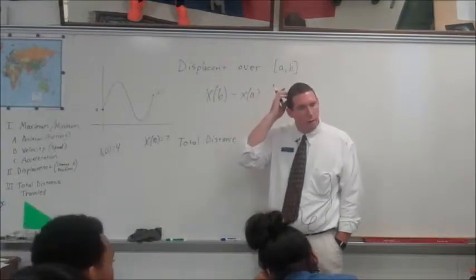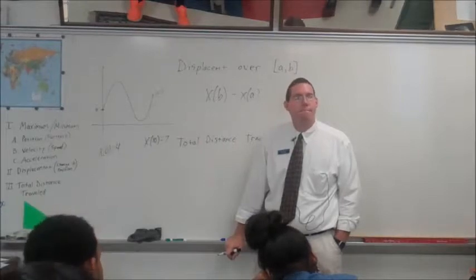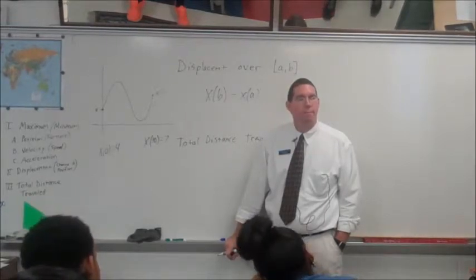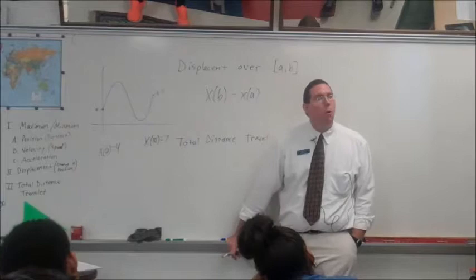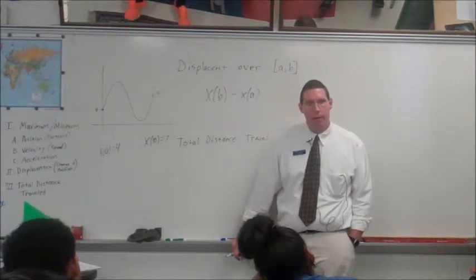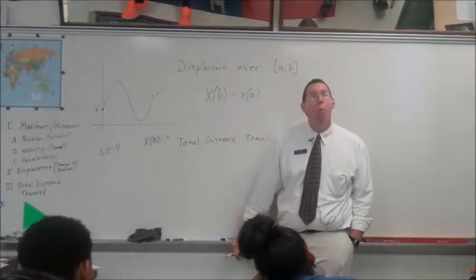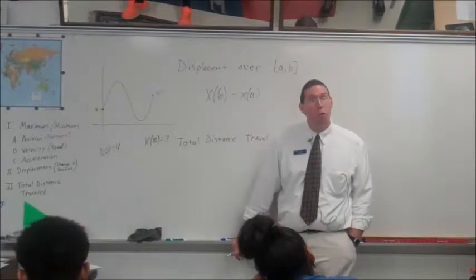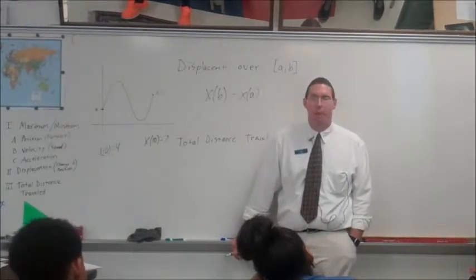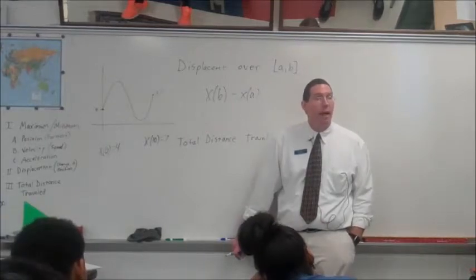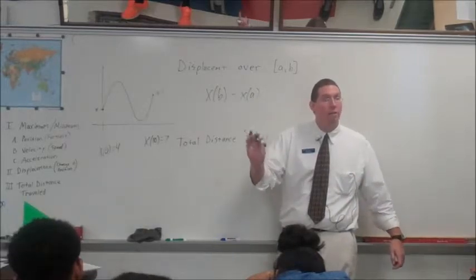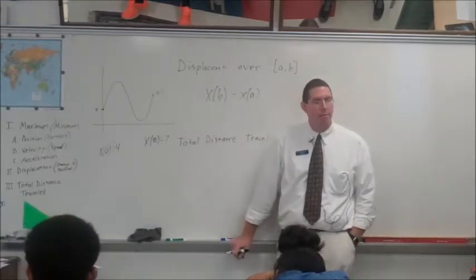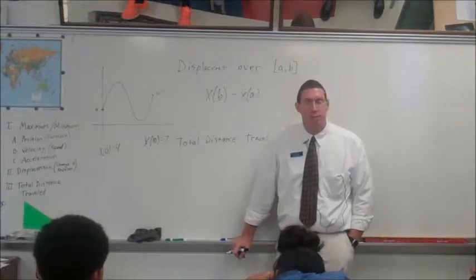Yes, sir? So when you do displacement, say it ended at like 3, would the displacement be -1? Or would it be the absolute value? Yes, it would be -1. Which would imply what? That it moved in the negative direction. That's right. It is 1 foot to the left of where it started. Displacement can be negative. Now, you could say the displacement was -1, or you could say 1 foot to the left. Okay, very good question.